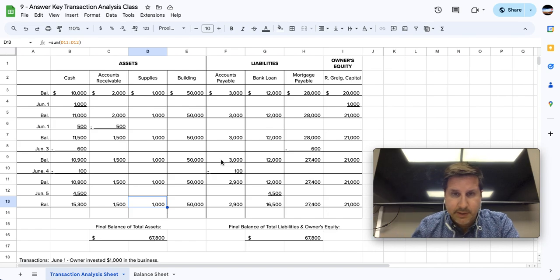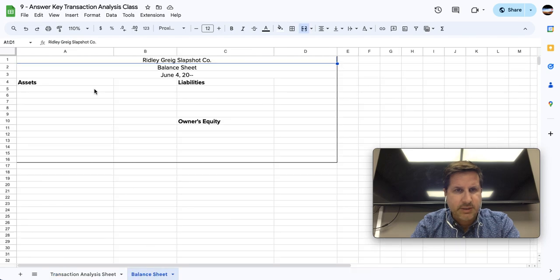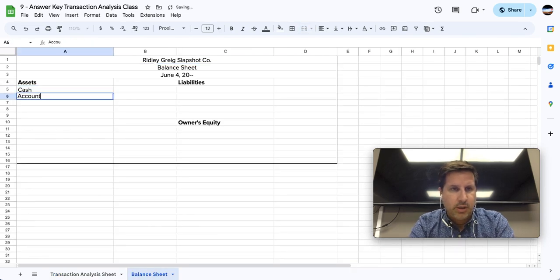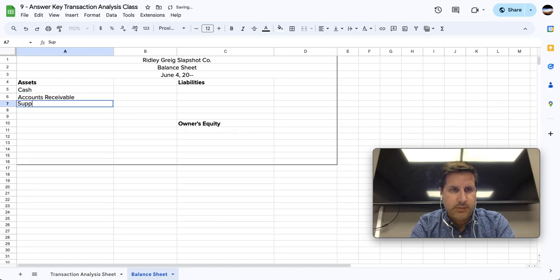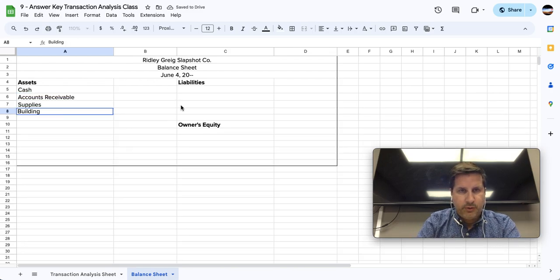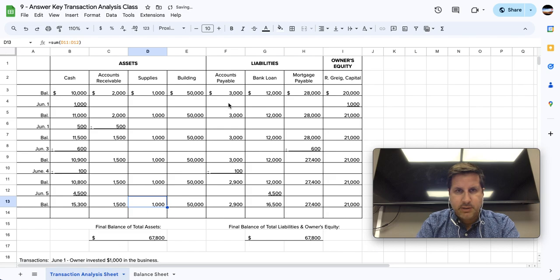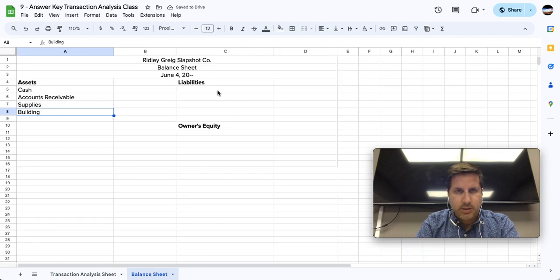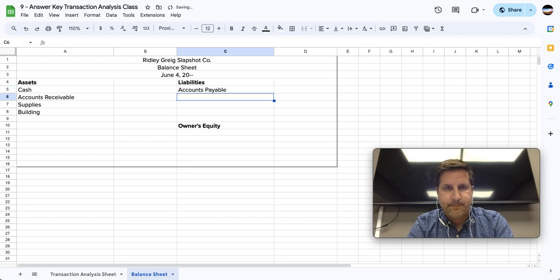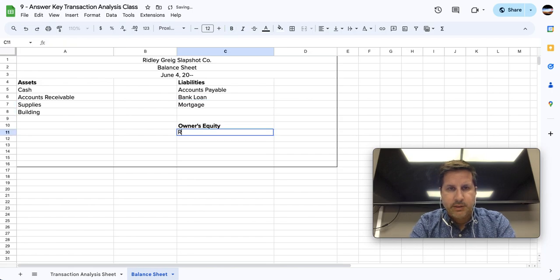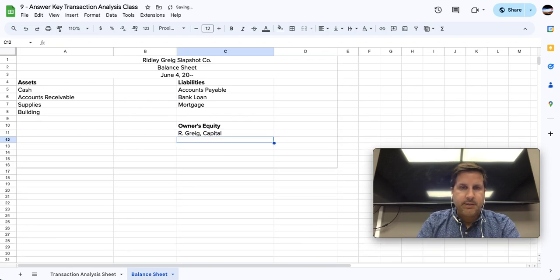Okay, so let's do our balance sheet now. I've completed this, I've got my balances, all's good. It's a beautiful day. Now, I've memorized a few of these, but I got cash, accounts receivable, supplies, building. So I'm just going to do this. Under my assets, I'm going to go cash, accounts receivable, supplies, building. Beautiful. Under my liabilities, I've got accounts payable, bank loan, and a mortgage. And then I know my owner's equity is Greg, comma, so first initial, last name, comma, capital. All right, so I've got my structure in.